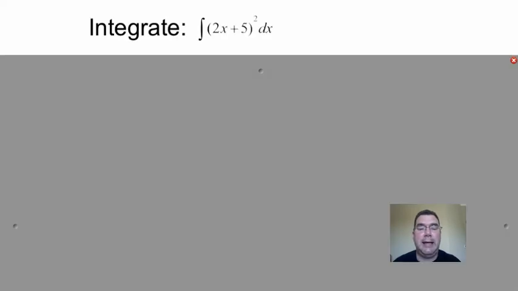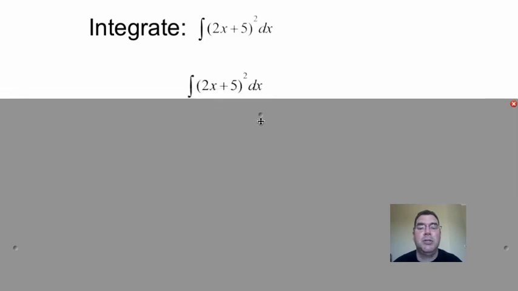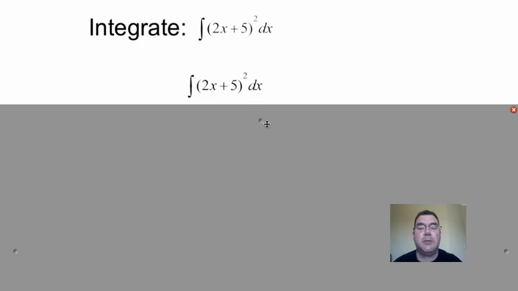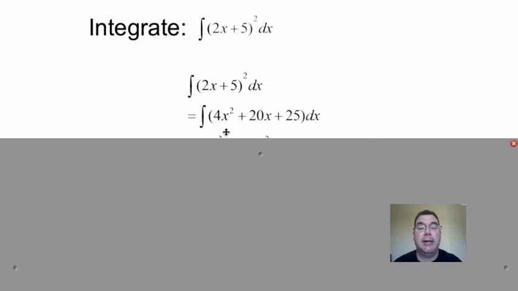Another question I could ask is if I asked you to integrate something like this. And I want you to be careful because there are things that you may think you can do, but they're not necessarily things you can do. Looking at this, you might be tempted to just take the antiderivative of 2x plus 5 and square that. Well, there's no rule that says you can do that, and in fact, there are rules that say you can't do that. So I have to find some other way of writing 2x plus 5 squared, and unfortunately the only way I can think of is to actually square it out and get 4x squared plus 20x plus 25.